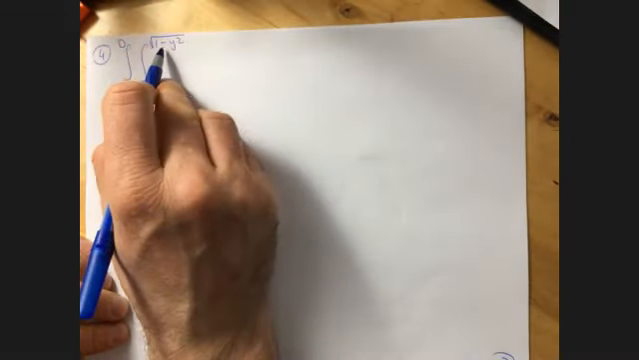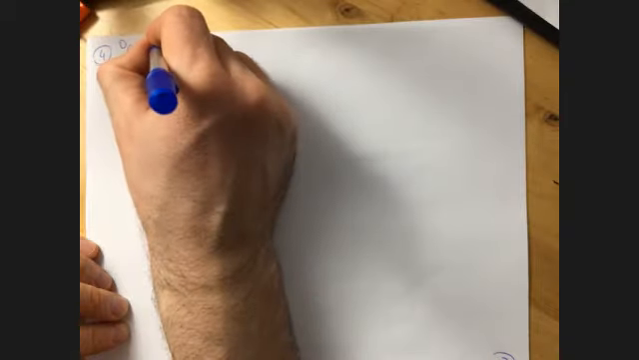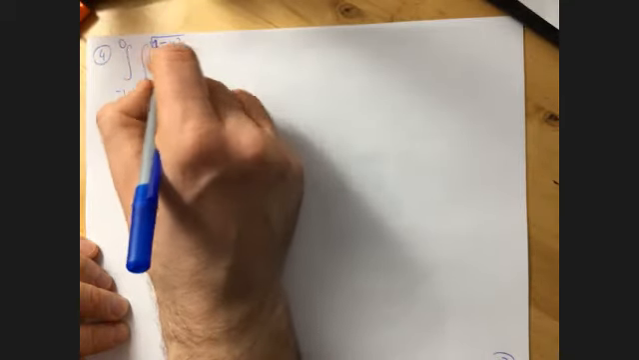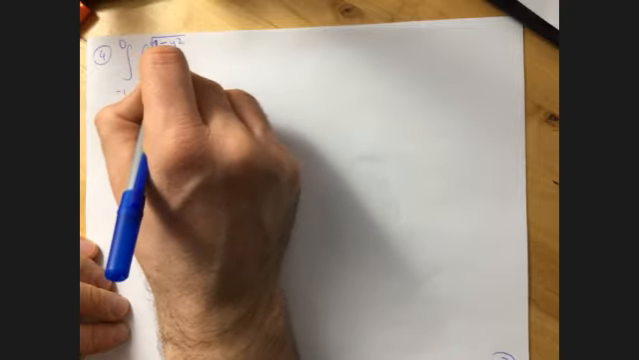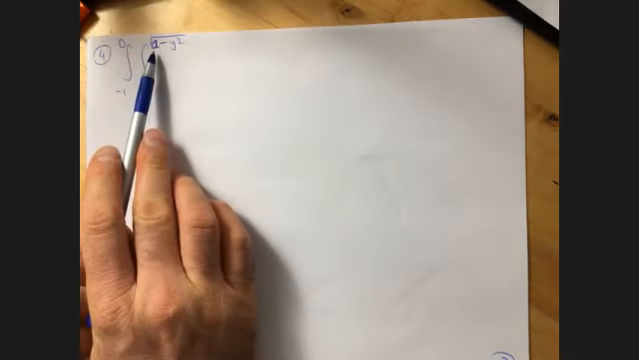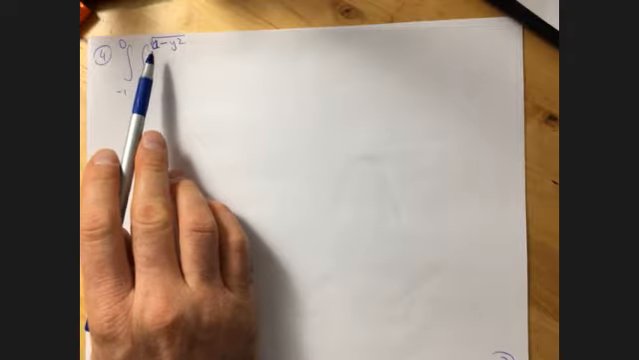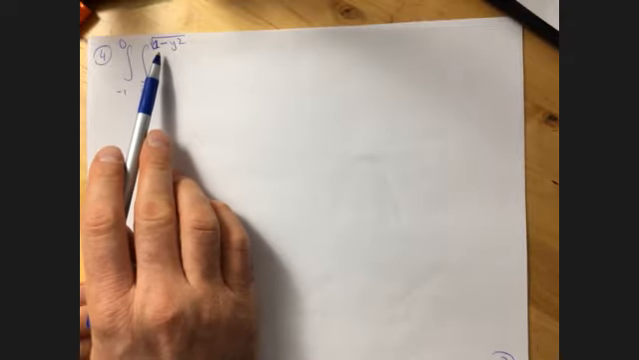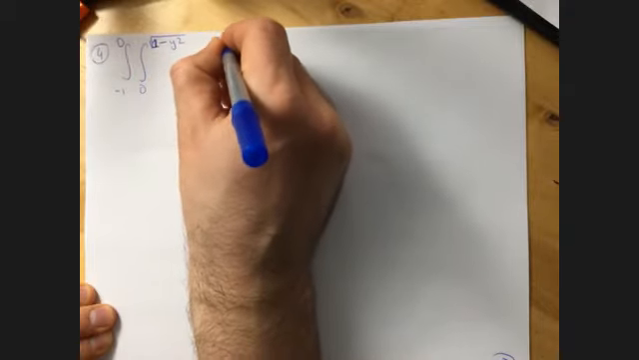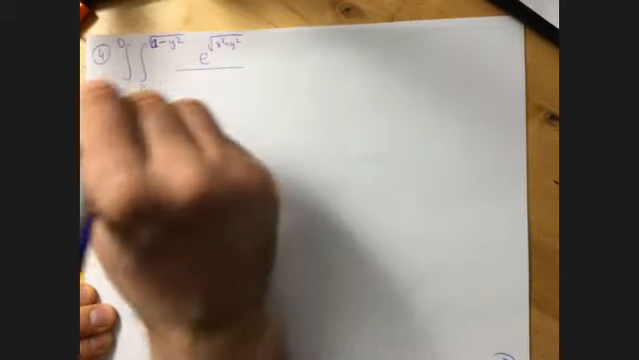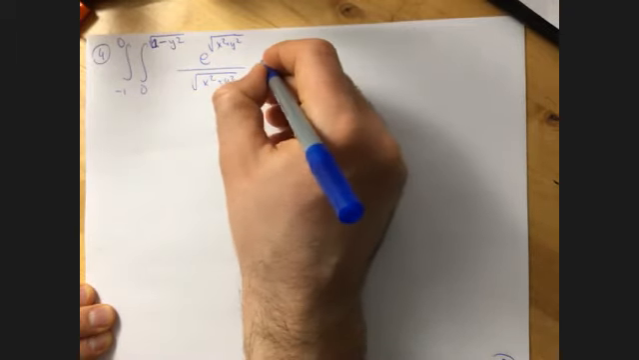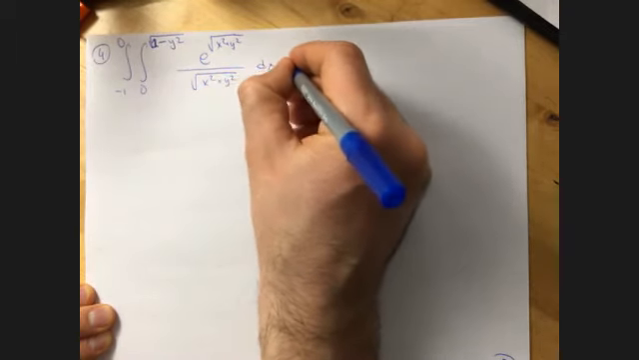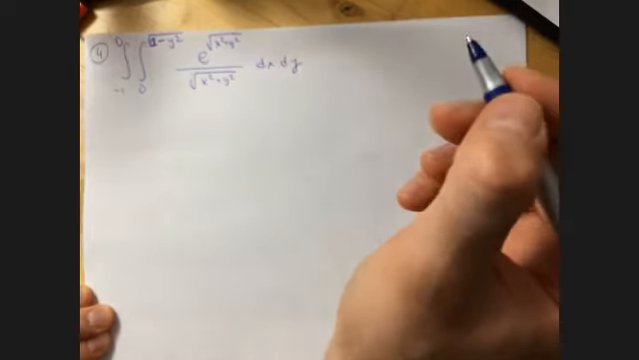So far, at this very moment, you should recognize that we are talking about a semicircle right here, right? Square root of 1 minus y squared. So maybe in our mind, we already have the polar coordinates, okay? And then we have e to the power square root of x squared plus y squared over square root of x squared plus y squared dx dy.